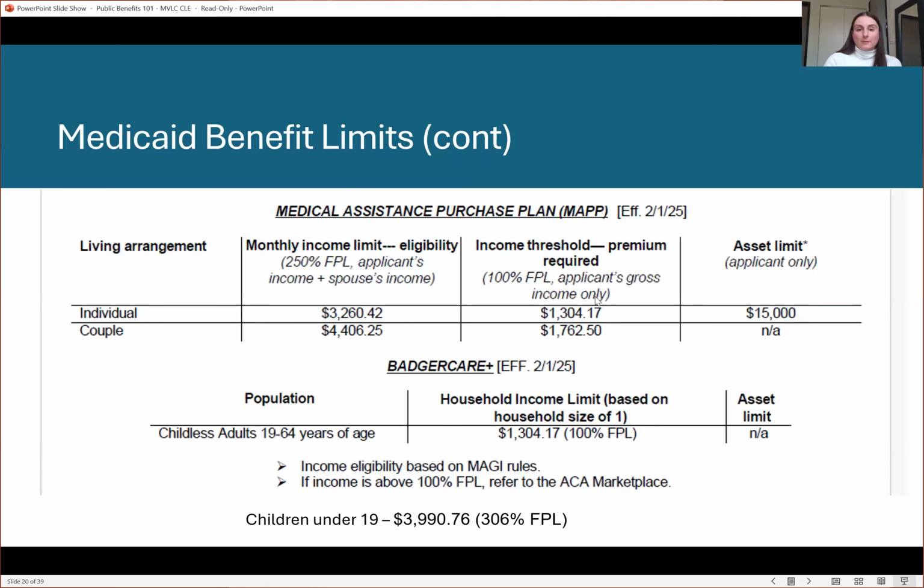The MAP program, you can see that asset limit is much higher, $15,000, and those income limits are higher as well. You'll be subject to a premium if you are above that 100% FPL and you don't meet any of the other exceptions for not having to pay a premium. And then Badger Care Plus for the childless adults 19 to 64, it's the federal poverty level, no asset limit. And then I put the amount for children under 19 as well.